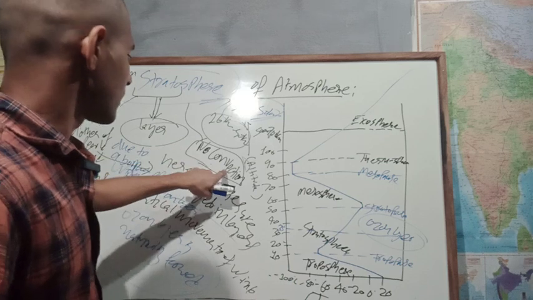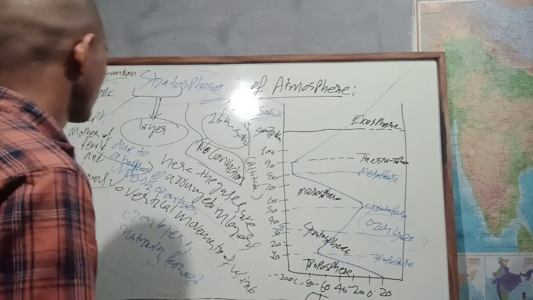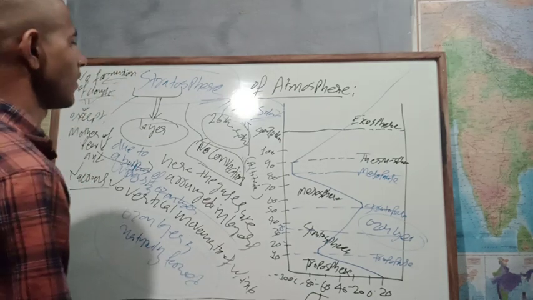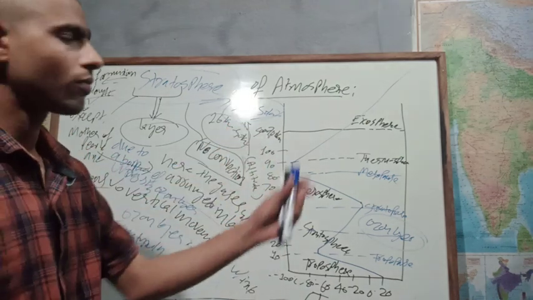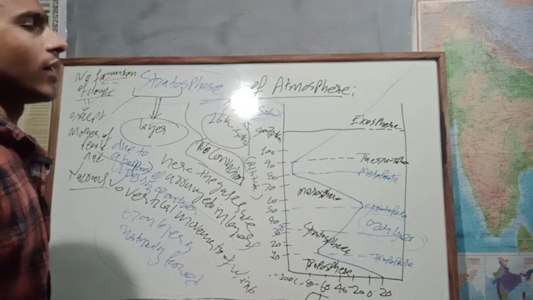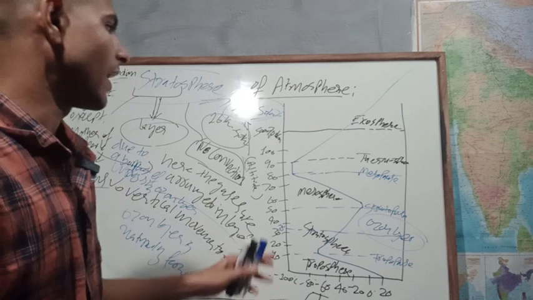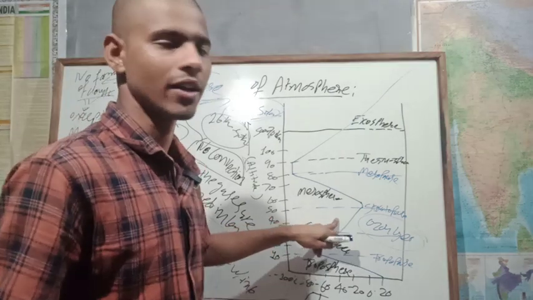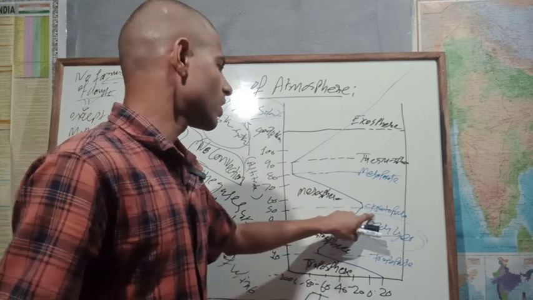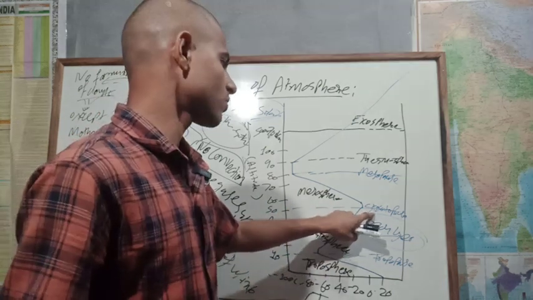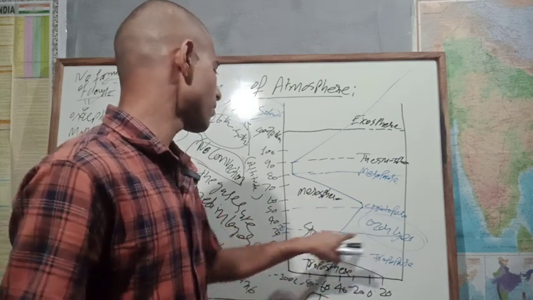Non-convection. There is no vertical movement of air. Then there is a layer found between 35 to 50 kilometers. We call it the ozone layer. It is naturally formed. It absorbs the UV rays that are coming from the sun's radiation. Fine, and that's why the temperature increases here. The boundary between mesosphere and stratosphere is called stratopause. Tropopause is the boundary between stratosphere and troposphere.